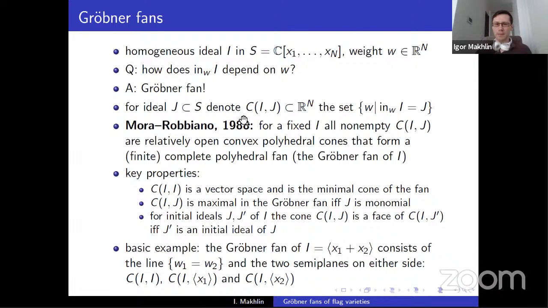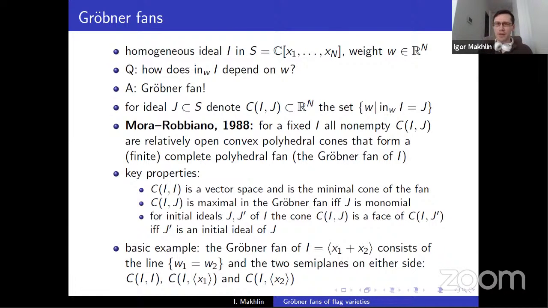So let us use the following notation. If we have an ideal I and another ideal J, let C_{I,J} be the subset in the real space consisting of those weights for which the corresponding initial ideal of I is equal to J, right? So, if I and J are just any two ideals, this will likely be an empty set, but sometimes, when J is an initial ideal of I, this set is non-empty.